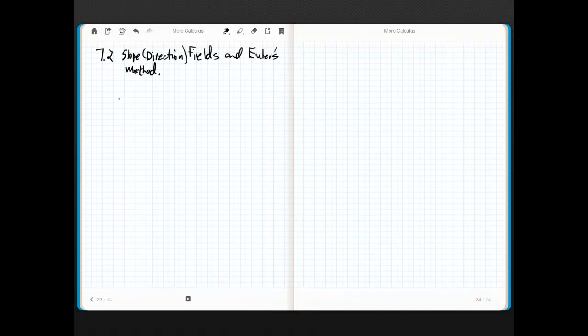We're going to talk about section 7.2, which is slope direction fields and Euler's method. It's really two little mini lessons. Now, I'm going to mess with something here. Just a sec. Watch this.